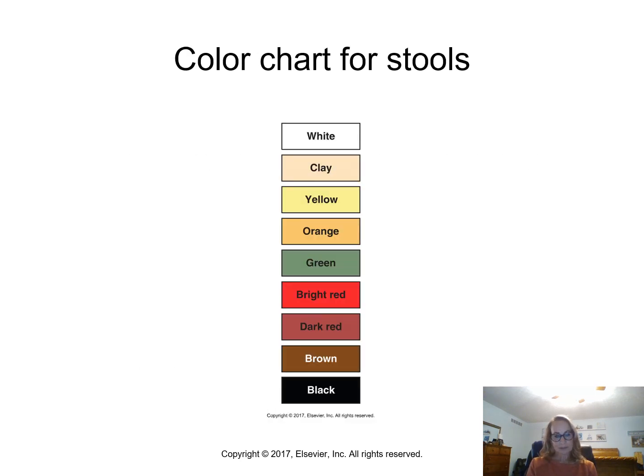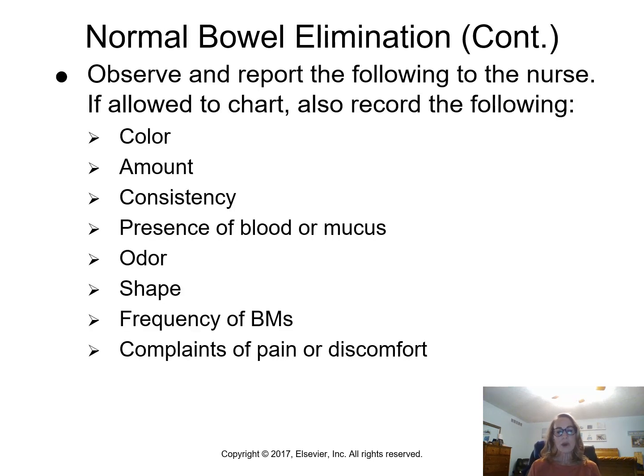So here's a chart on different colors. We're looking more for this brown color, and we'll go through why you might see some of these others. Again, this black would be a higher up bleed. This bright red would be a lower bleed. When we observe the stool and chart on it or report to the nurse what it looks like, we want to know the color, the amount, the consistency. Is there any blood or mucus, the odor, the shape, how often they're going, and if they're complaining of pain or discomfort when they have a bowel movement.